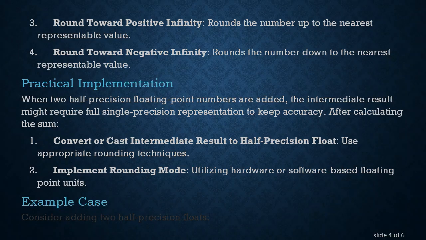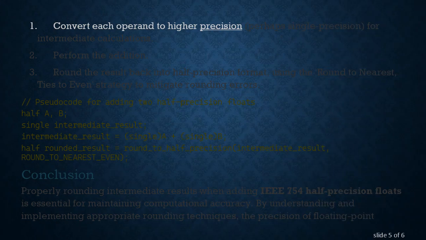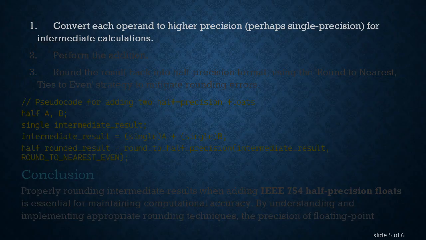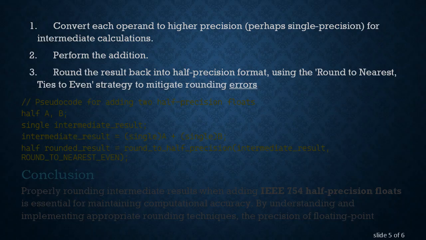Example case. Consider adding two half-precision floats. Convert each operand to higher precision, perhaps single precision, for intermediate calculations. Perform the addition. Round the result back into half-precision format, using the round to nearest, ties to even strategy to mitigate rounding errors.